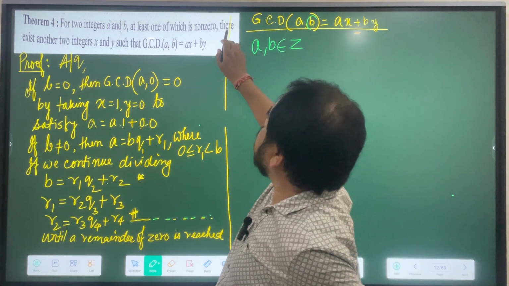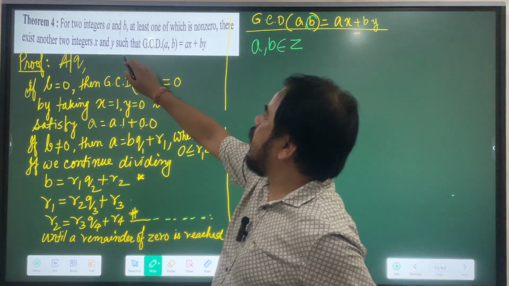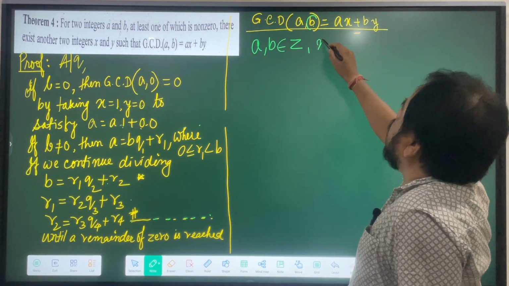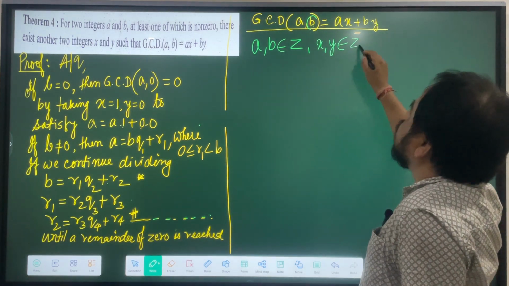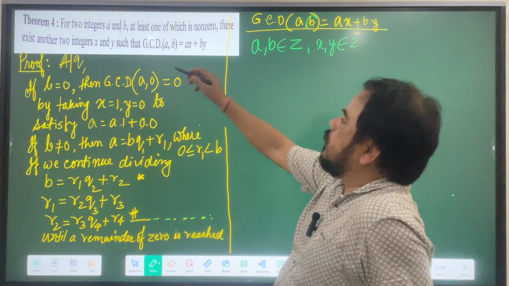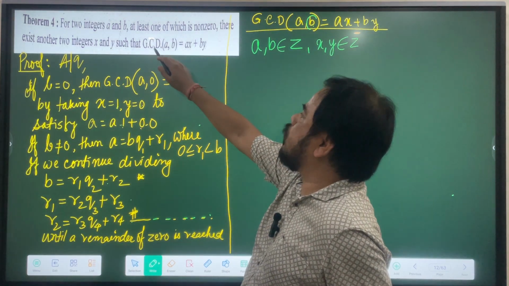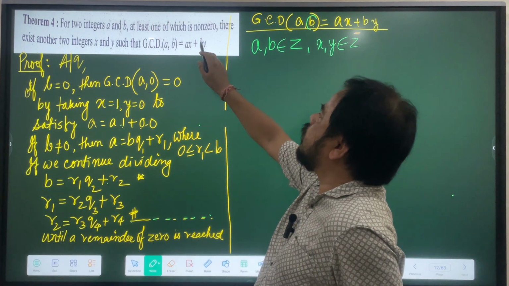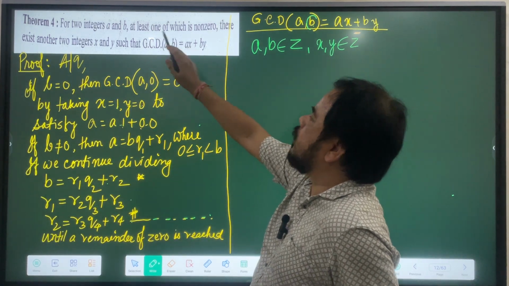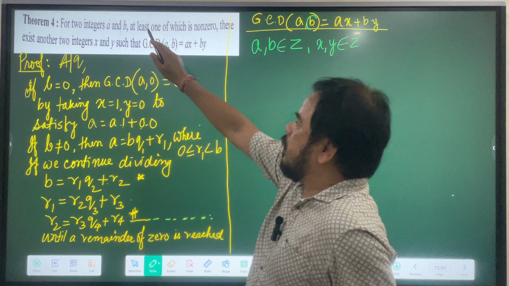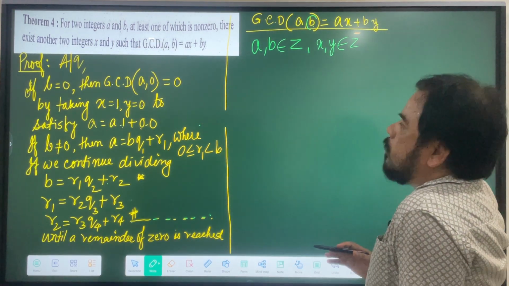Again, there is given one condition: there exist another two integers x and y, also integers, so that GCD of a, b is equal to ax plus by. Greatest common divisor of a, b is equal to ax plus by, that is, a into one integer plus b into another integer. So this is what we have to prove.